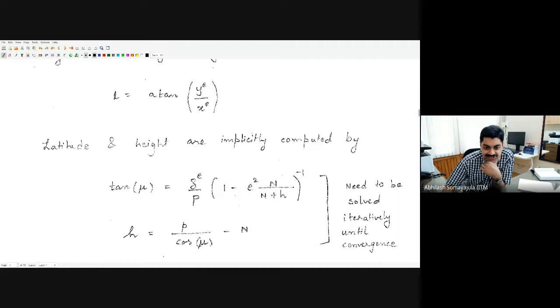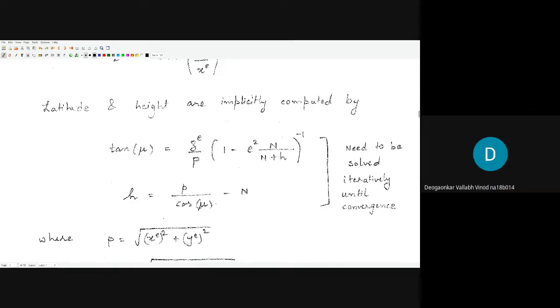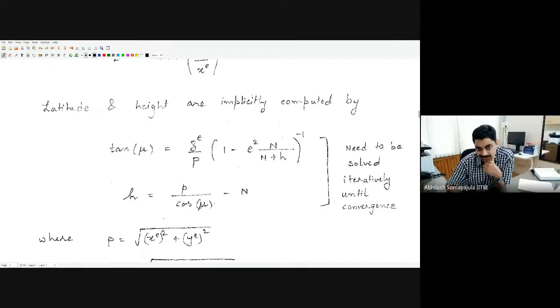The latitude and the height are implicitly related, which means that the latitude depends on the height and the height depends on the latitude. Because we are taking a tangent plane, where the tangent plane lies will depend on what the height is, and as the height changes, the tangent plane will also change. So they are both implicitly related, and the equations for those are given here.